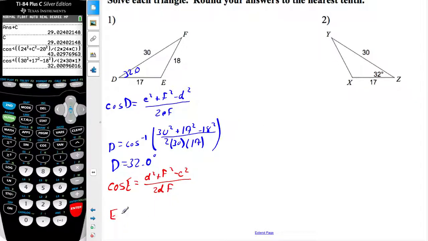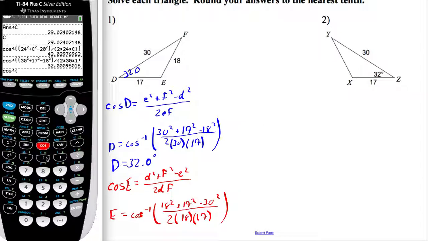So that means that E is equal to the inverse cosine of 18 squared plus 17 squared minus 30 squared, over 2 times D, which is 18, times F, which is 17. Okay, and so I'm going to plug this yet again into my calculator.